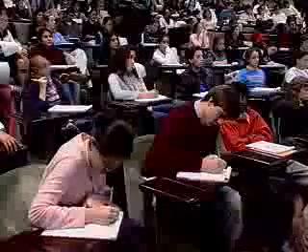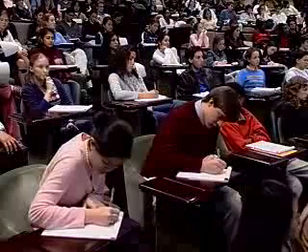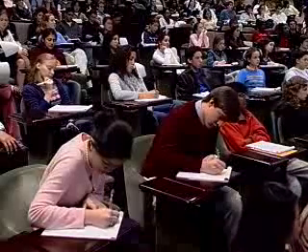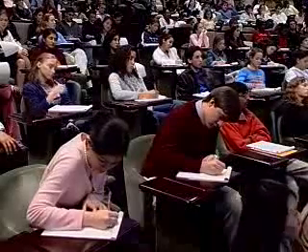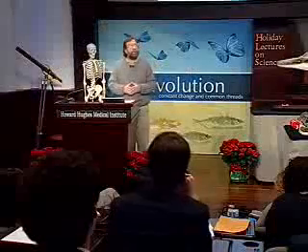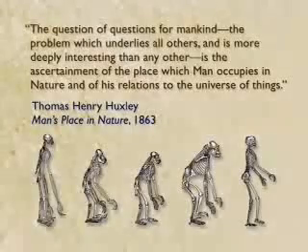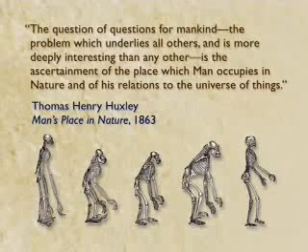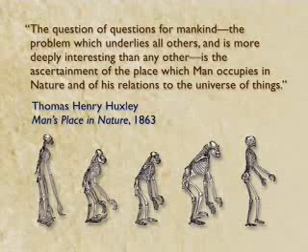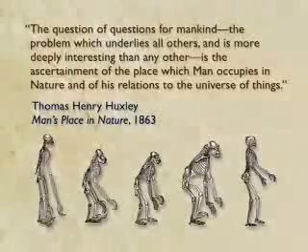But his foremost and most formidable ally, Thomas Henry Huxley, or T.H. Huxley, didn't dodge it at all. Shortly after The Origin of Species, he wrote a book called Man's Place in Nature. Let me just read a brief passage. The question of questions for mankind, the problem which underlies all others and is more deeply interesting than any other, is the ascertainment of the place which man occupies in nature and of his relations to the universe of things. And the sketch at the bottom is the original frontispiece from Huxley's Man's Place in Nature.